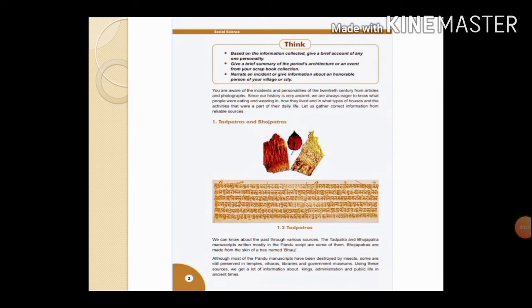So you are aware of the incidents and personalities of the 20th century from articles and photographs. Since our history is very ancient, we are always eager to know what people were eating and wearing, how they lived, and in what type of houses, and the activities that were a part of their daily life.